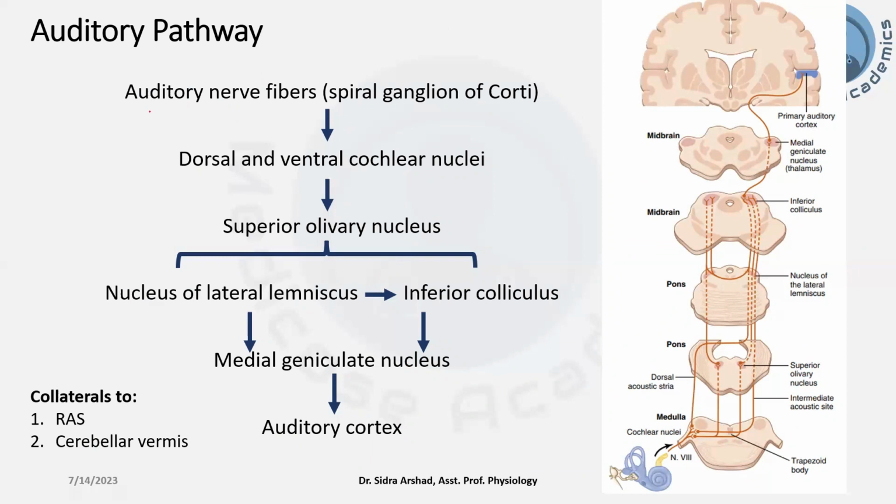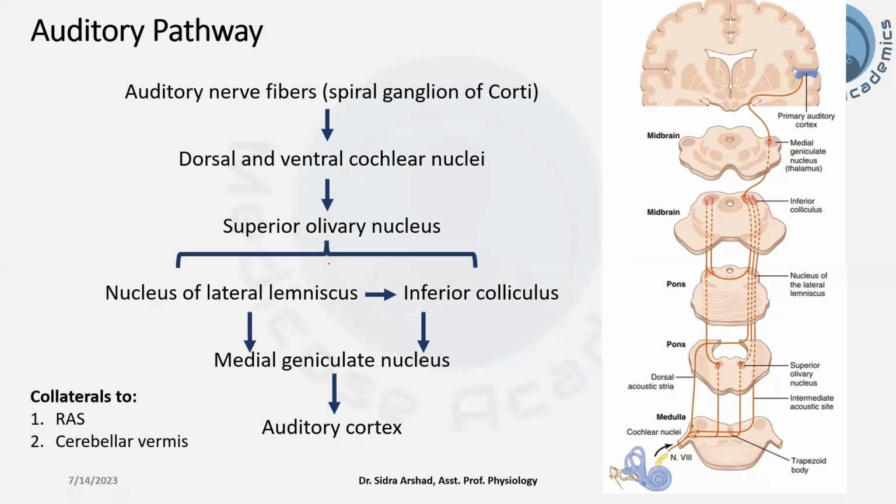So when the auditory nerve fibers are stimulated, they are going to carry the impulses all the way to the auditory cortex. So let's trace the auditory pathway. The auditory nerve fibers from the spiral ganglion of Corti are going to synapse in the dorsal and ventral cochlear nuclei, which are found in the upper part of the medulla. Here, all of the fibers will synapse, and the second order neurons which arise are going to either cross over to the opposite side or remain as such, but they are going to travel to the superior olivary nuclei, where they are going to synapse as well.